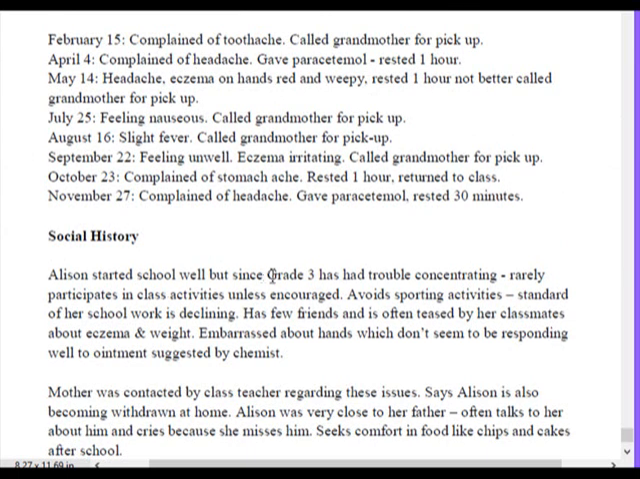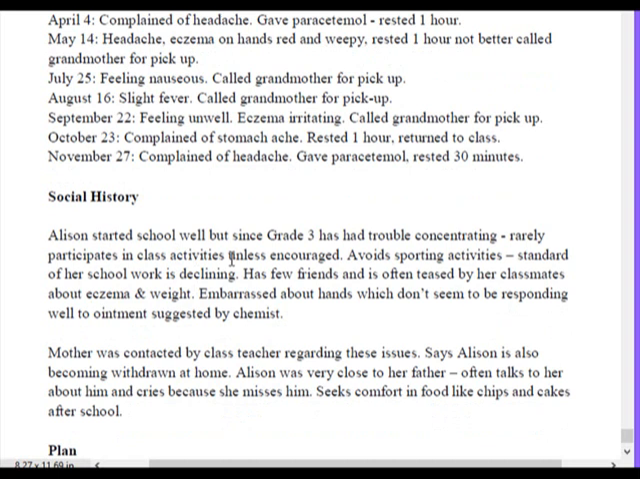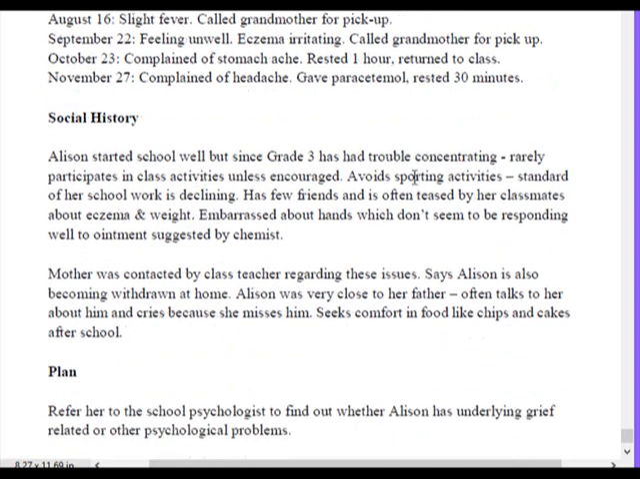Rarely participates because now she's in grade 5. Rarely participates in class activities unless encouraged, avoids sporting activities, standard of her schoolwork is declining. Yes, you would need to at least highlight this part in your letter. Has few friends, maybe, but this again needs to be highlighted.